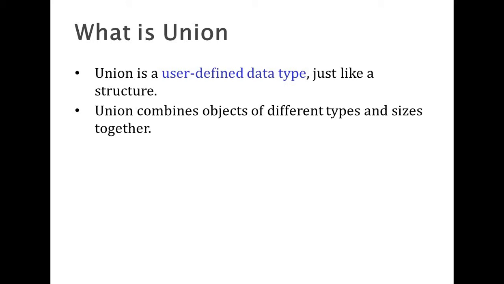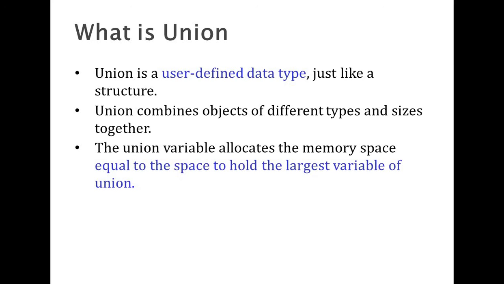Now you might have a question: that is what we are doing with a structure also, but there is a major difference between a structure and a union. We will see that in the second video of this union and structure series. The union variable allocates memory space equal to the space needed to hold the largest variable of the union. That is the main difference between the object of a union and a structure.